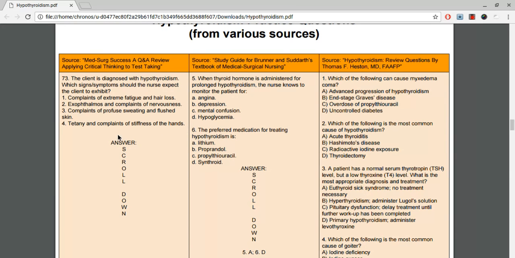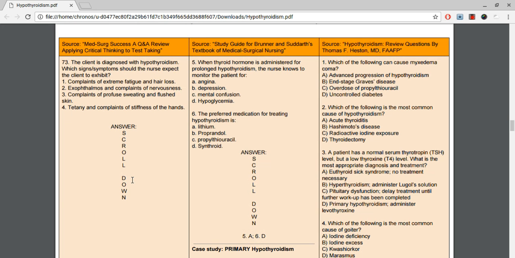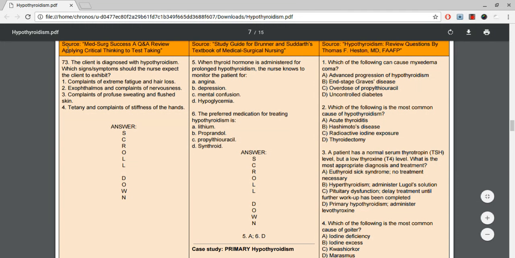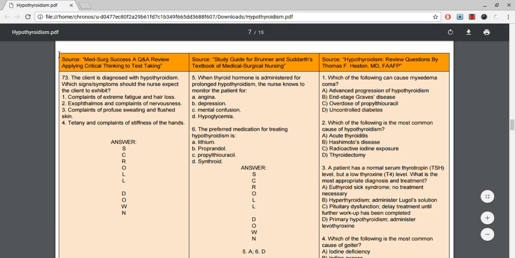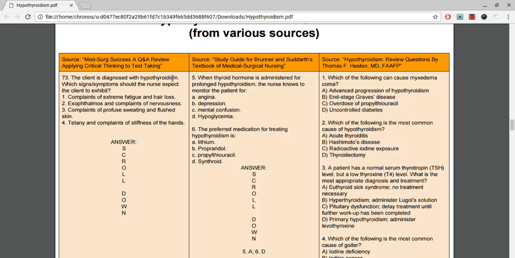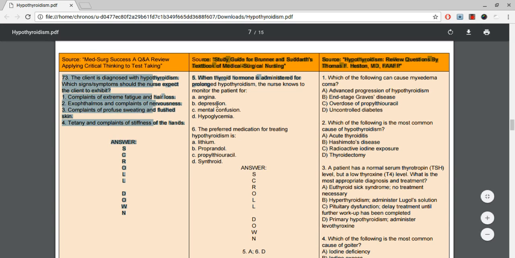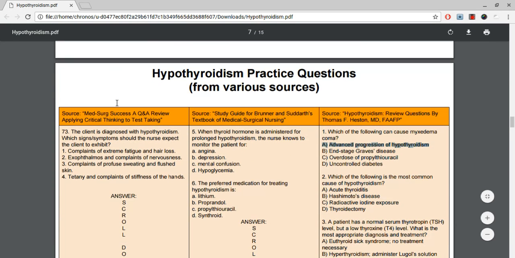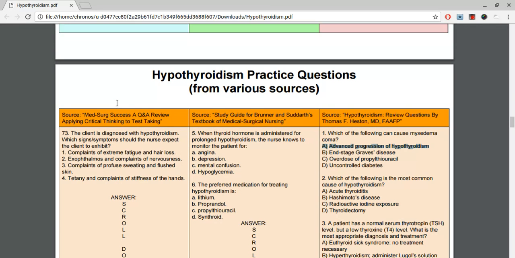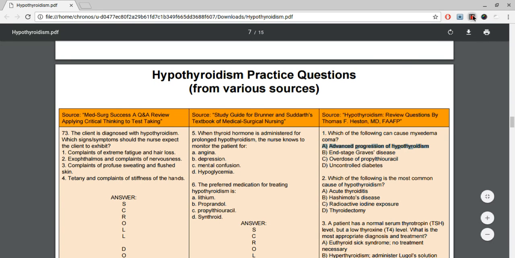Then you can scroll down and see the answer, and you can take your time taking these. I got them from different sources. The first one was from the MedSearch Success Q&A review, applying critical thinking to test taking skills. The second one was from the study guide of the Brunner and Suddarth textbook. This study guide didn't really make much sense, but the first column and the third column are the best ones. That would really help you with applying your knowledge. Take that, please. And that ends my lecture.